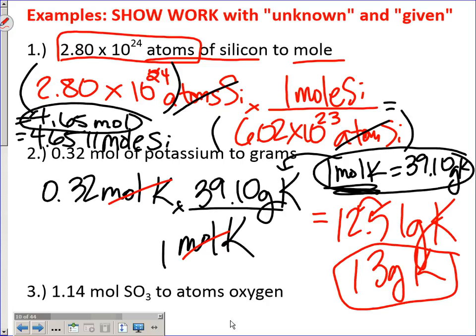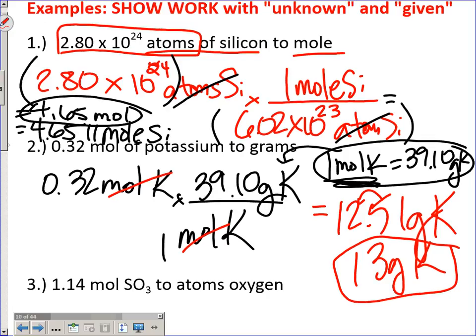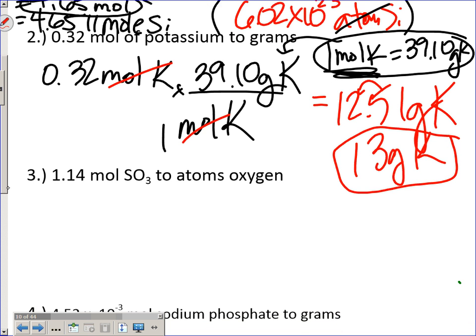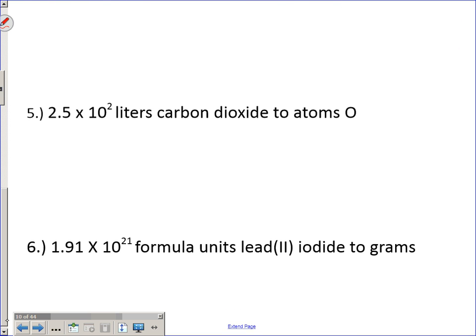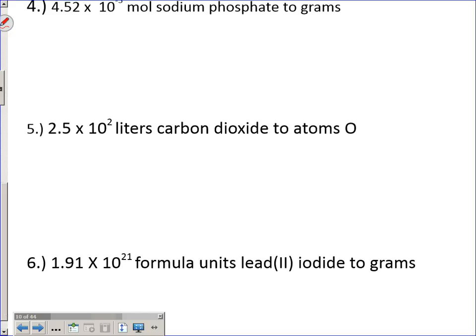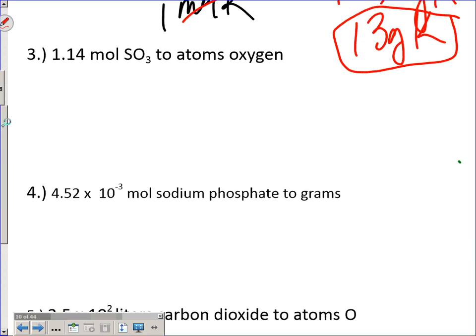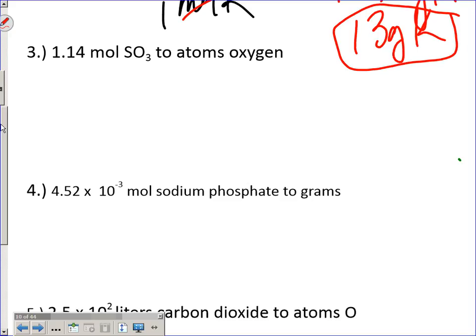We've gone from moles to atoms using Avogadro's number. We've used moles to mass using molar mass. Let's go to 5. Actually, no, I lied. We'll come back to that one. Let's keep going easier. All right, so now we have some specific stuff happening.